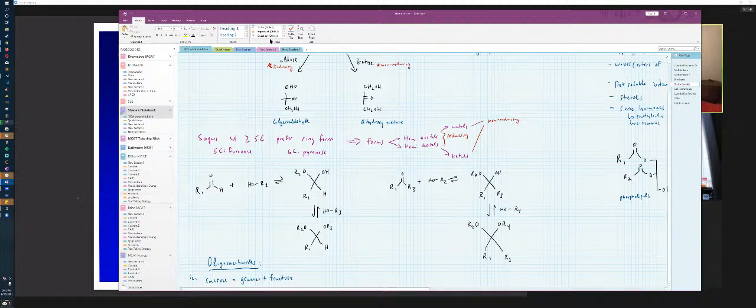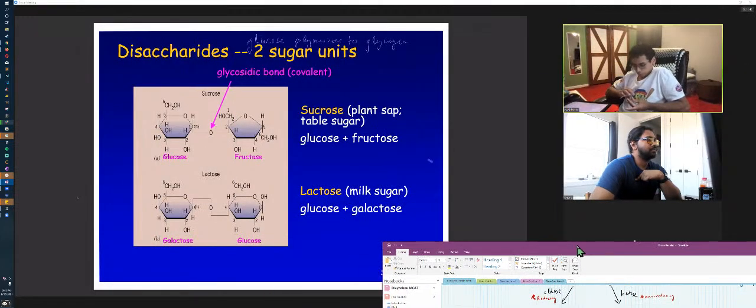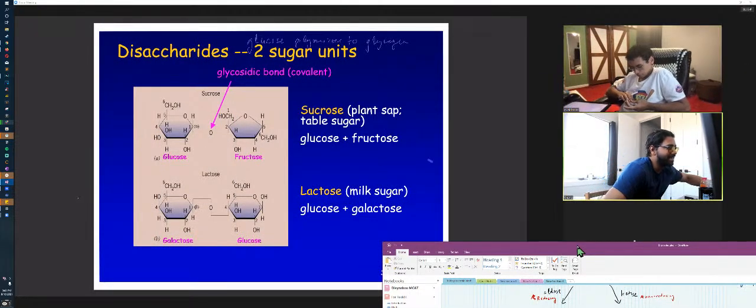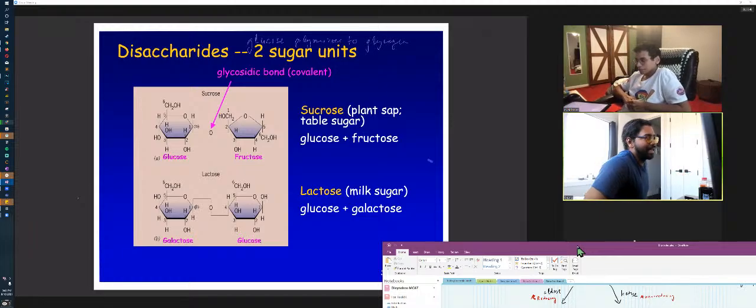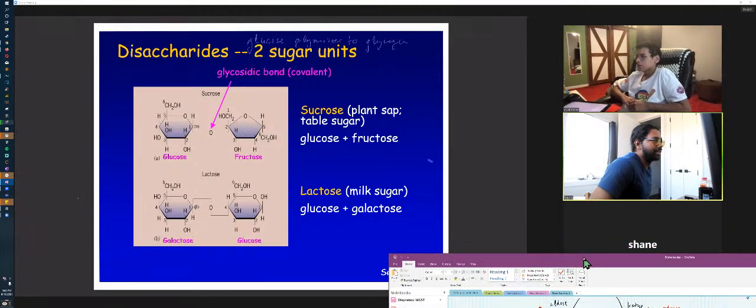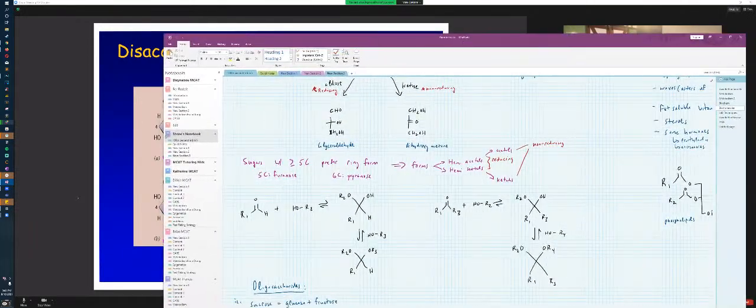Galactose. Sounds like a Marvel villain. Wait, what? Oh, like galactose? Yeah. Yeah, that makes lactose. So yeah, these are two sugar units, I think. That's the right time, right?